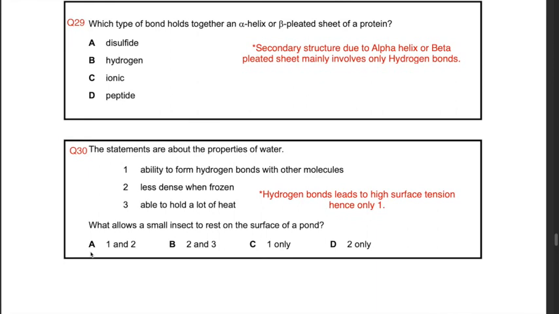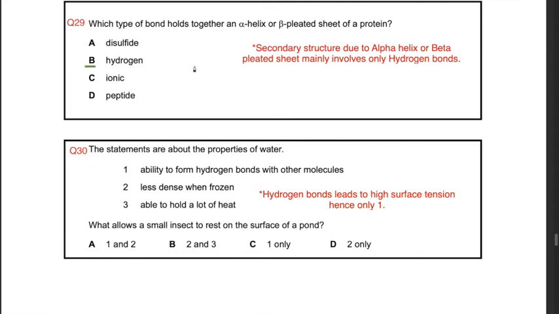Question 29. Which type of bond holds together an alpha helix or beta pleated sheet of a protein? Alpha helix or beta pleated sheet talks about the secondary structure, and secondary structure is mainly concerned with hydrogen bonds. Therefore, the answer is B, hydrogen.